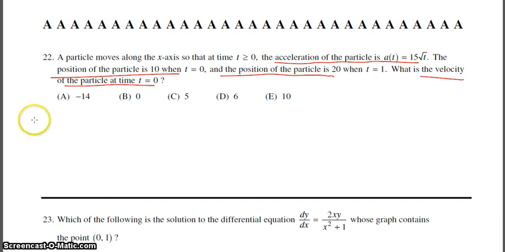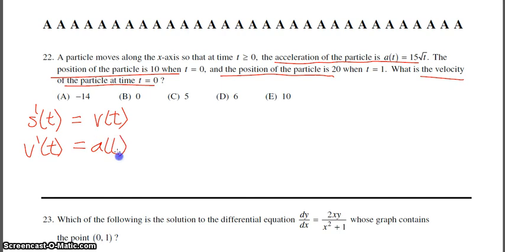All right. The position, you differentiate it, is velocity, right? Velocity, you differentiate it, is acceleration. Now it is given the other way around. So now if you do the opposite, if you integrate the acceleration, it gives you velocity. If you integrate the velocity, it gives you position. So let's integrate the acceleration.